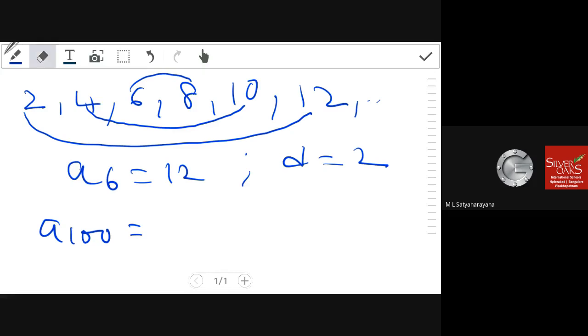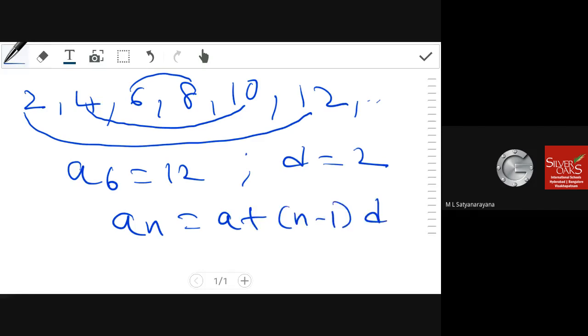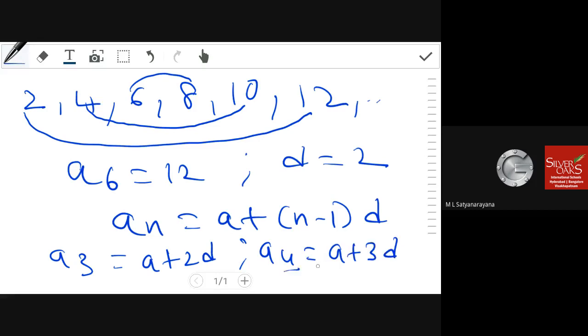Let me deal with the nth term formula first. What is the nth term formula I said? The nth term is a plus n minus 1 into d. This is the generalized formula. And an easy way: suppose you want the third term, you know that you have to write a plus 2d. If you want the fourth term, simply write a plus 3d. One decreasing: 4 means 3, 3 means 2, and n means n minus 1. Just remember this logic, then you can crack anything.